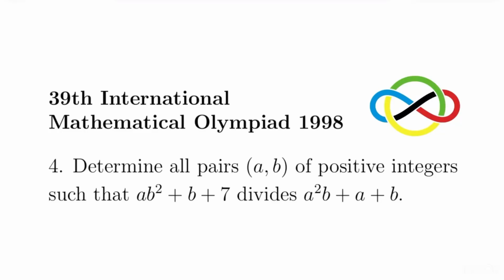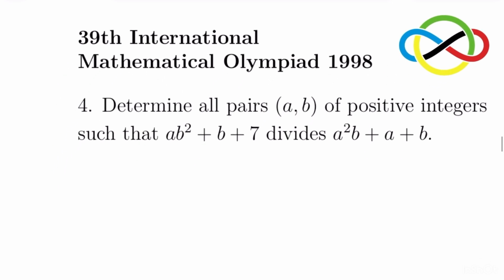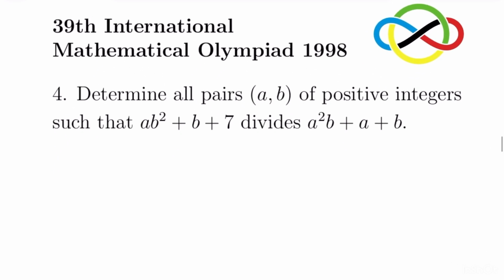Hello everyone. So today we're going to take a look at this problem from the 39th International Mathematical Olympiad 1998. This problem states: determine all pairs a and b of positive integers such that ab squared plus b plus 7 divides a squared b plus a plus b. So in order to solve this, I'm going to write first what we know.